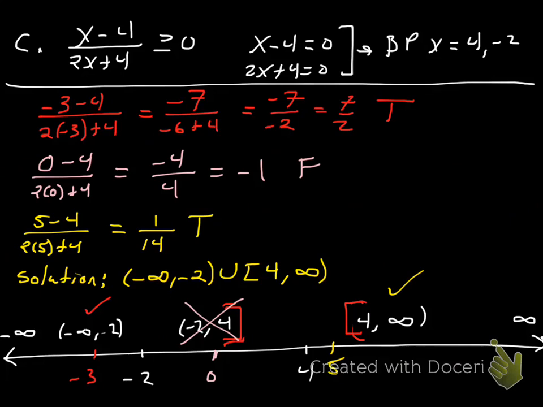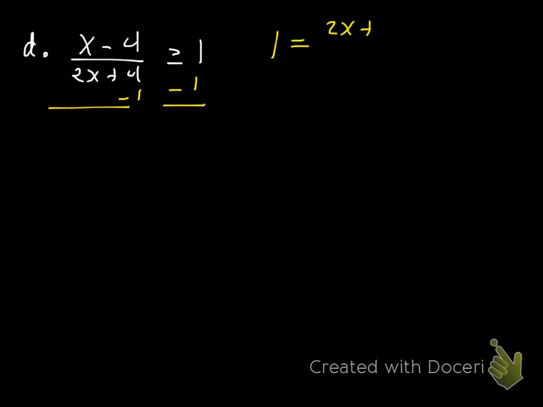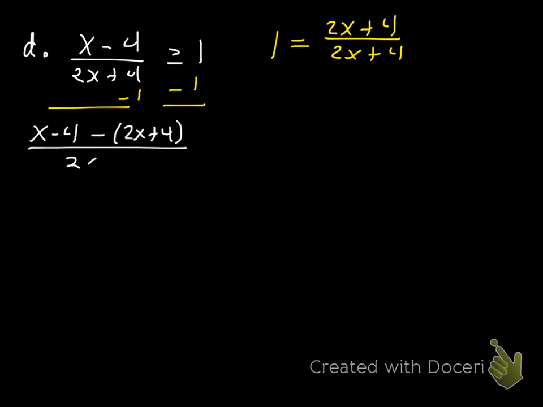We're going to look at one that's a little bit trickier because it is not greater than or equal to 0. So we're going to have to do a little bit of trickery here to get it to equal to 0. So we'll subtract 1 from both sides, and then we have to be clever about what we're going to do here. The common denominator is 2x plus 4, so a flavor of 1 would be 2x plus 4 divided by 2x plus 4. So x minus 4, and then here's the subtracting 1. This part right here, that's subtracting 1.